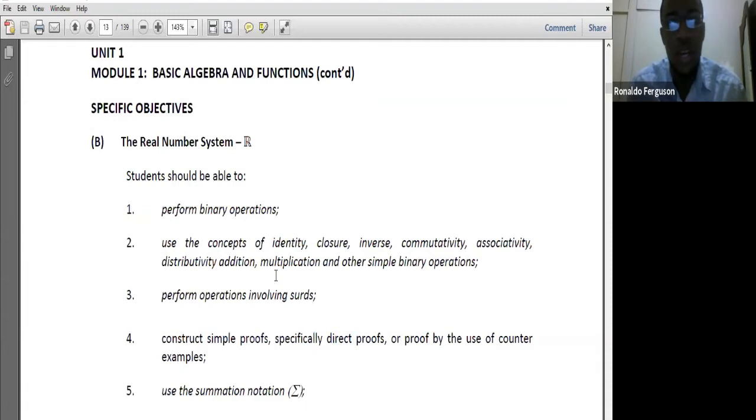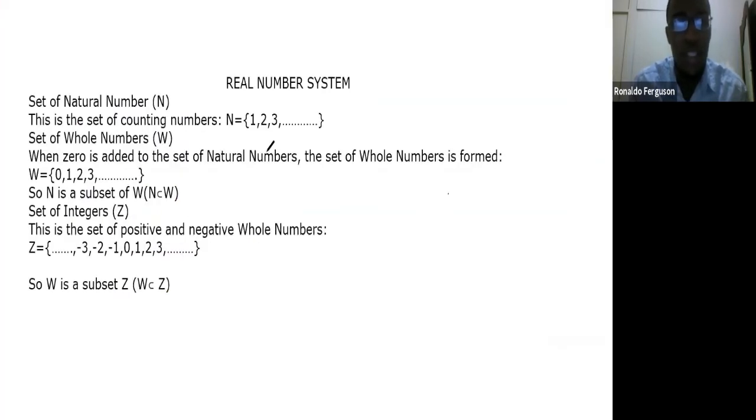So that's what we're looking at right now. We're looking at the real number system. And under the real number system, we're going to look mainly at binary operations. But before we can look at binary operations, as I've been saying, we have to look at the real number system. So the question we'll ask ourselves is, what is the real number system? Before we can look at the real number system, we have to break it down some more. And so under the set of real numbers, we have to first go back to what we were introduced to in basic school.